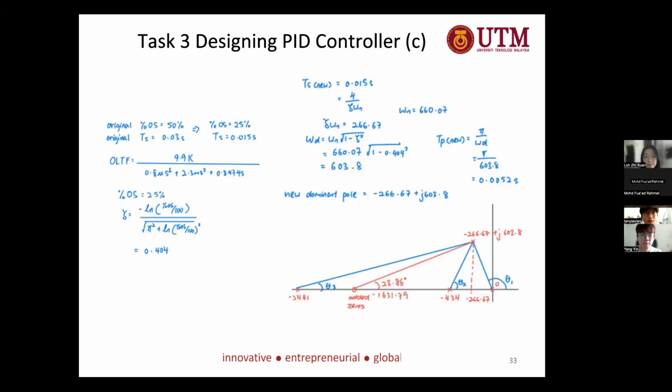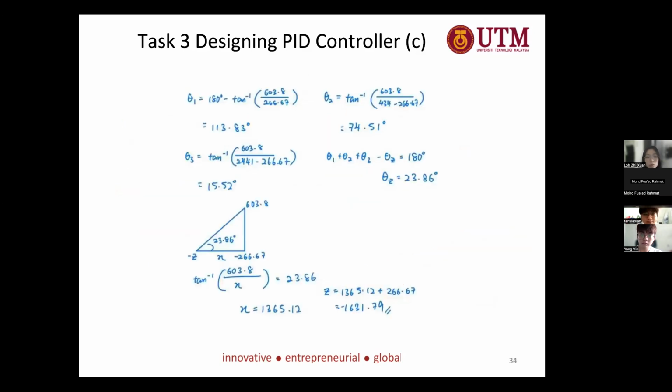Next. With the percentage OS we targeted, which is 25%, we are able to find the zeta value by using the zeta value formula. So the zeta value we obtain is 0.404. And with that, we are able to obtain the value of the omega n by using the settling time formula. After that, we are able to find the new dominant pole. With the new dominant pole, we are able to find the location of the zero for the PD controller by using the angle property.